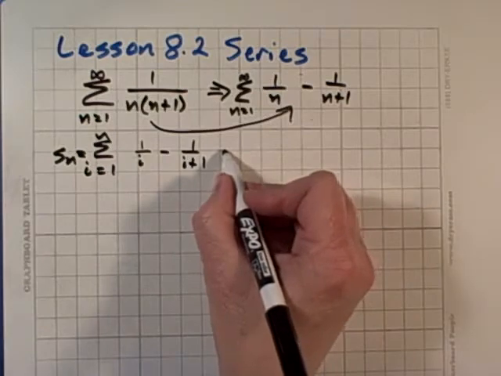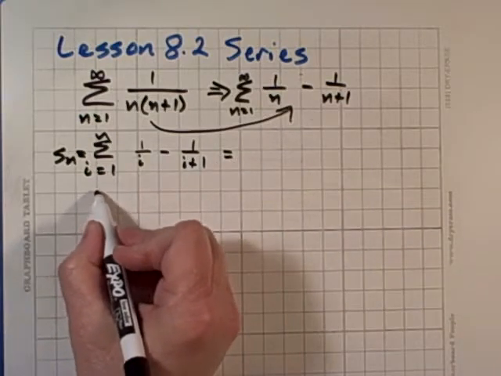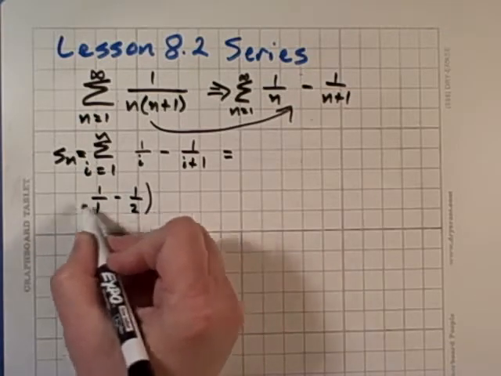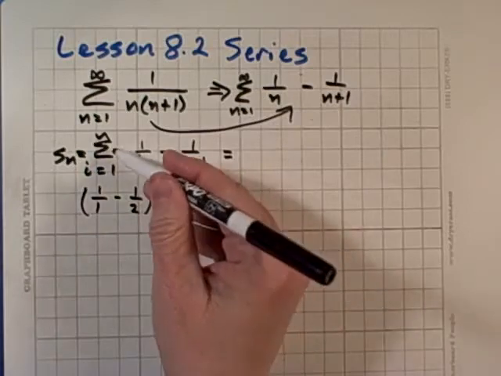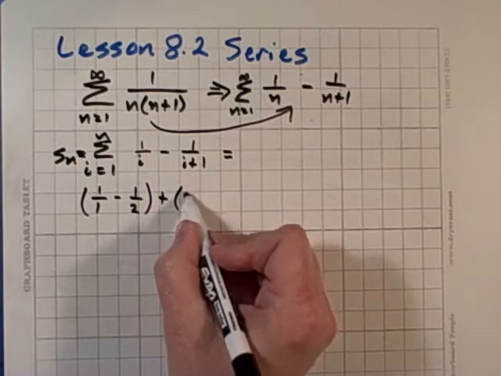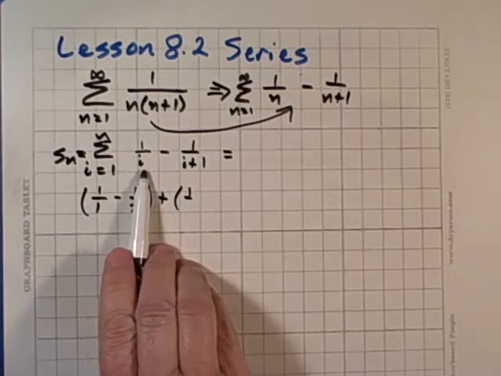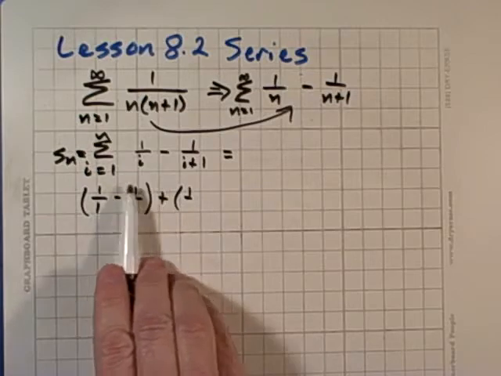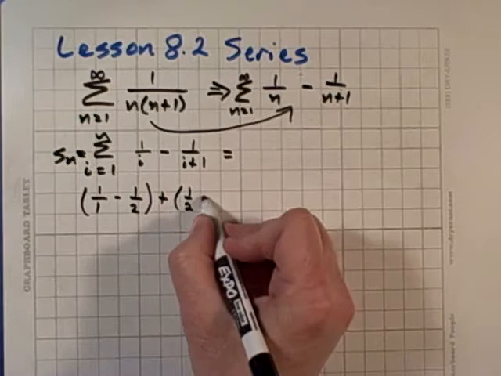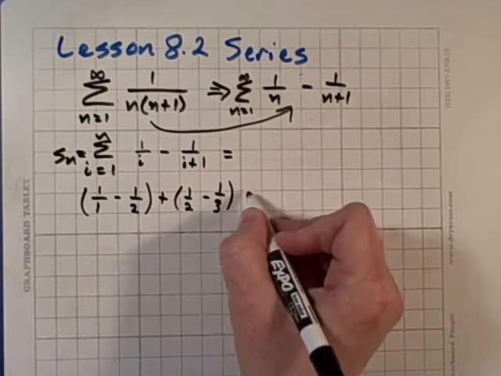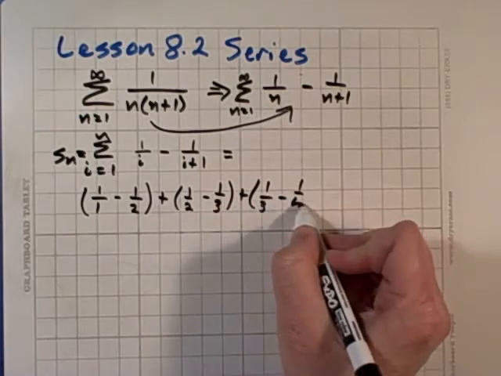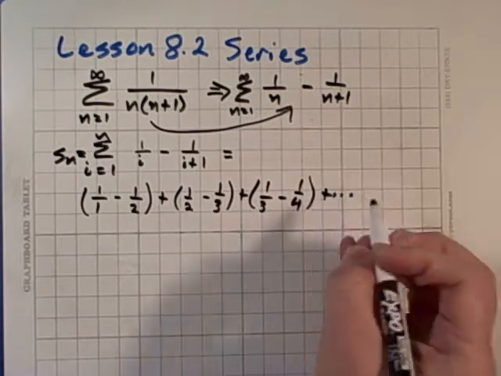So writing out some terms, we get 1 over 1 minus 1 over 2. That pair, the sigma says add these together, so we put a plus sign down. i is 1, so we get 1 over 1 and 1 over 2. Then i is 2, so we get 1 half minus 1 third. Then 1 third minus 1 fourth, and so on.